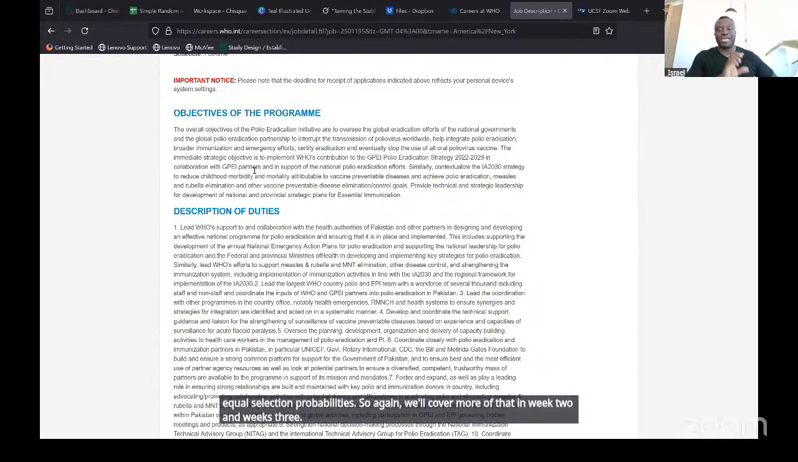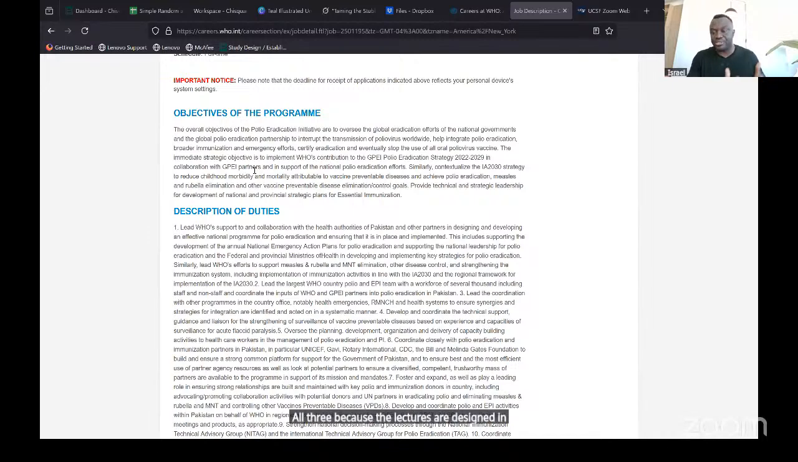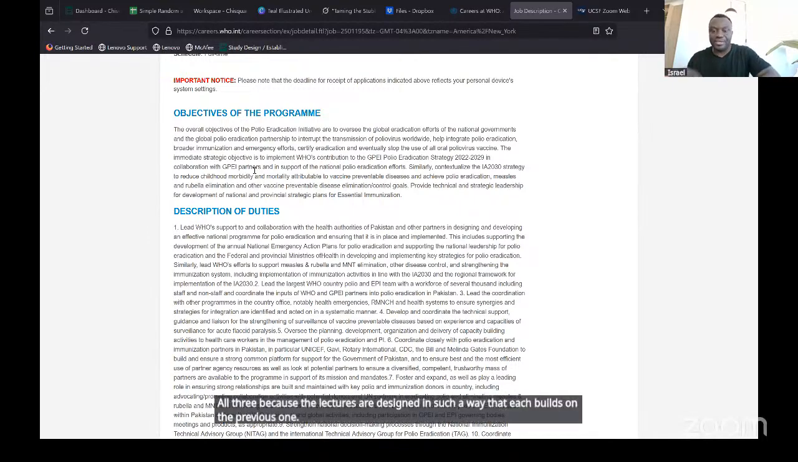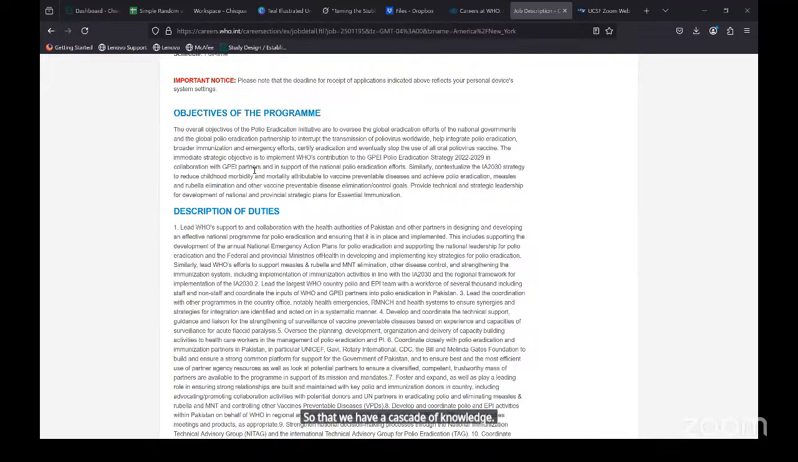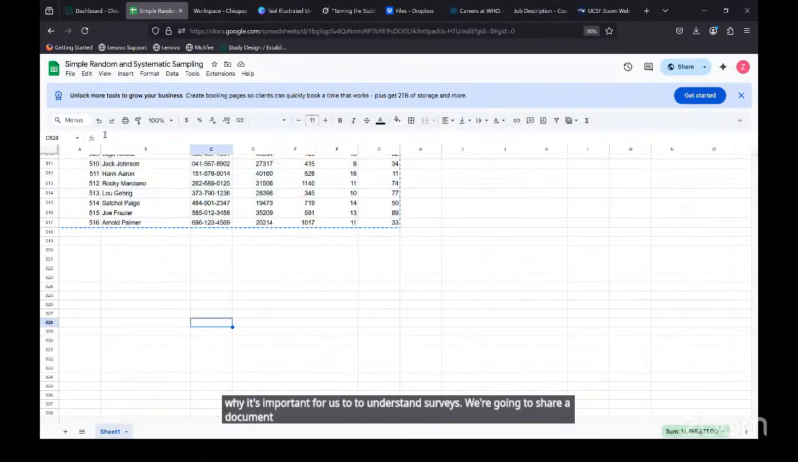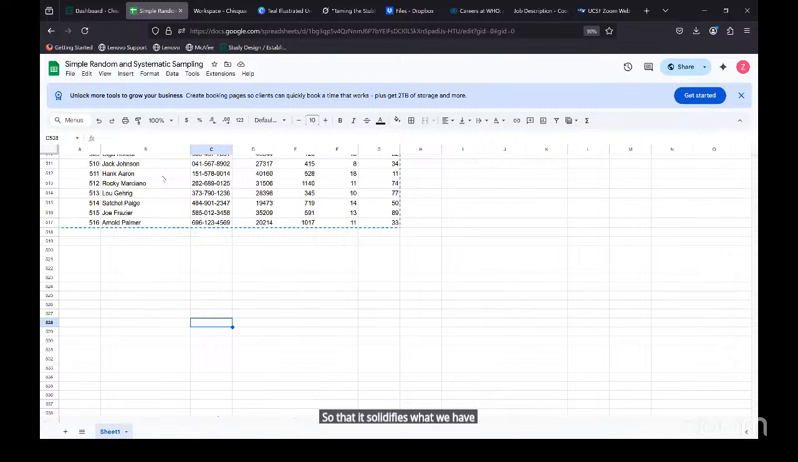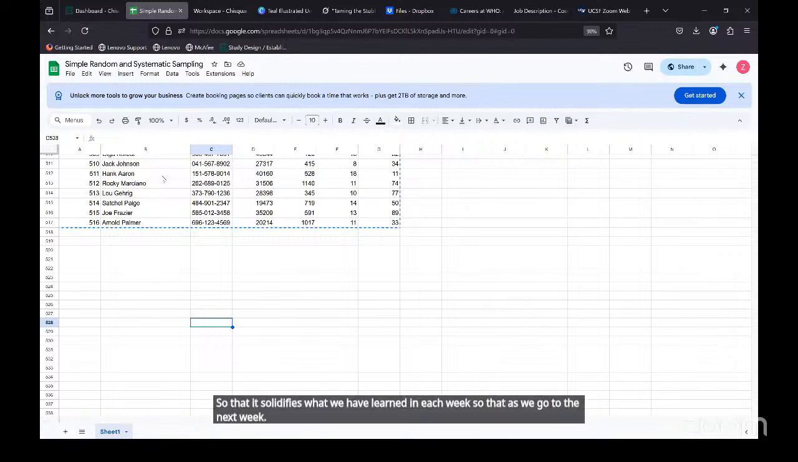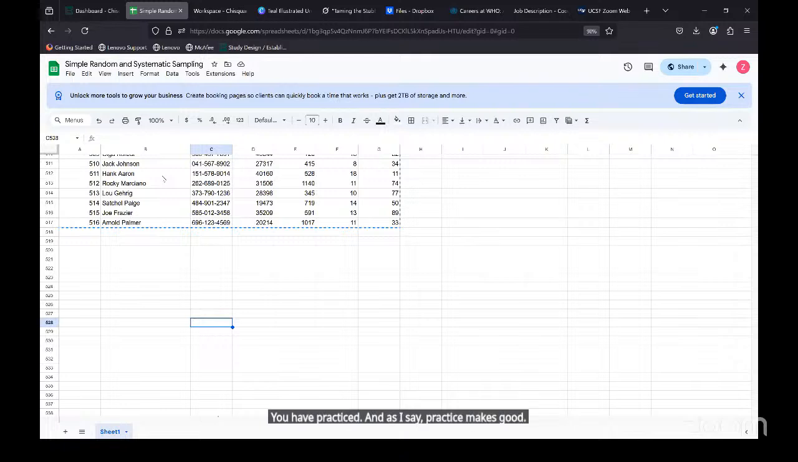So if you really want to get a comprehensive understanding of the subject matter, it will be really important for you to attend all 3, because the lectures are designed in such a way that each builds on the previous one, so that we have a cascade of knowledge. All right, so that sets the stage for why it's important for us to understand surveys. We're going to share a document here with you that has some homework, and so homeworks are expected. It's encouraged that you practice them so that it solidifies what we have learned in each week, so that as we go to the next week, you have practiced, and as I say, practice makes good. So that will be the expectation for the class.